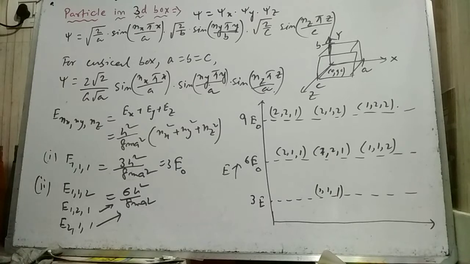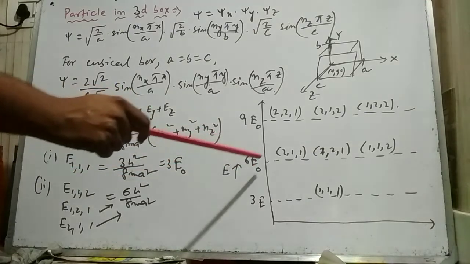So we conclude that the first excited state, that is E2, arises when one quantum number becomes 2 and the other two quantum numbers remain 1. Thus, for E2, there are three possibilities. These possibilities are E112, E121 and E211. Now, the energy of each possibility will be identical, and it is given by 6E0.